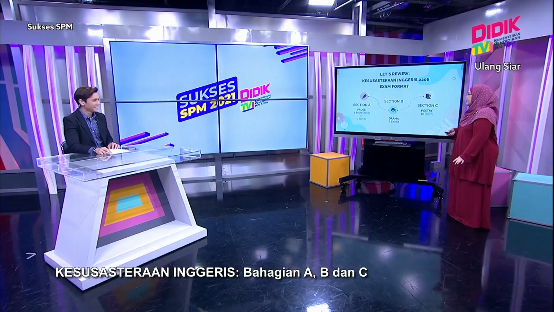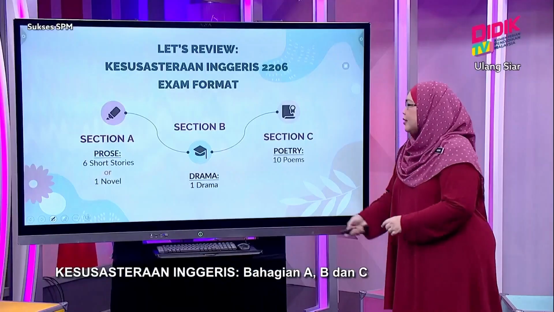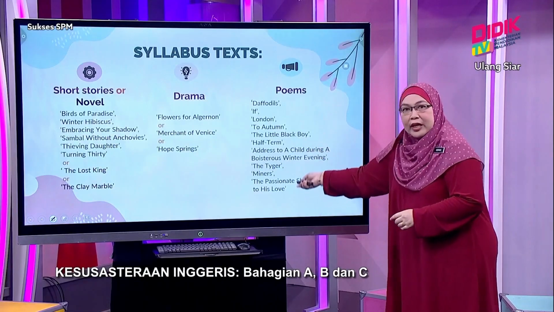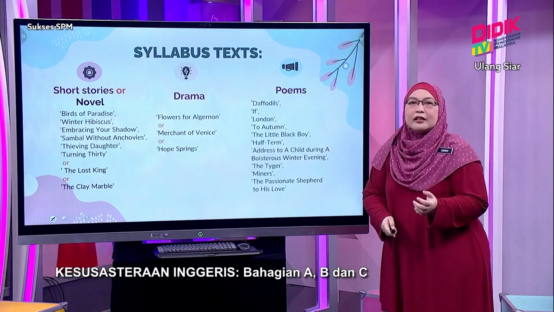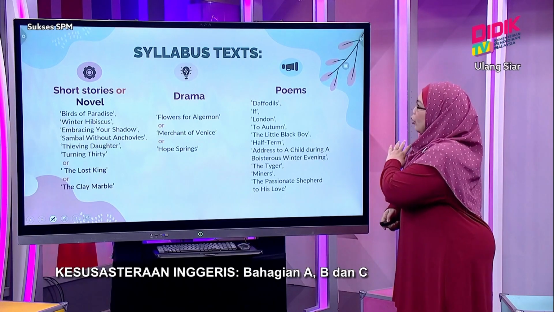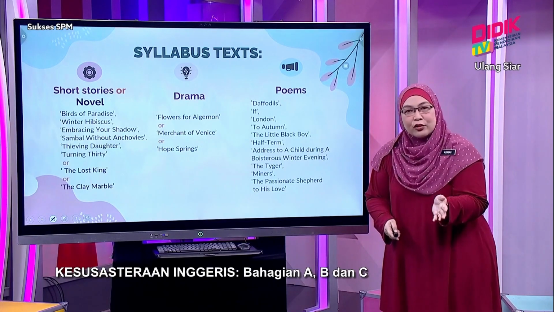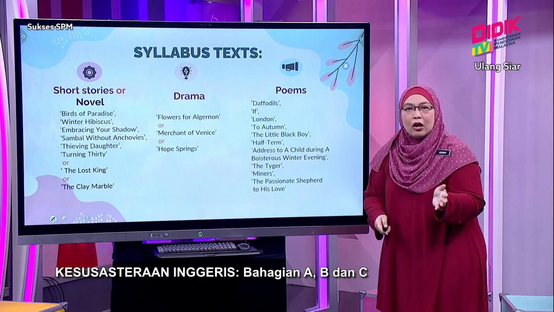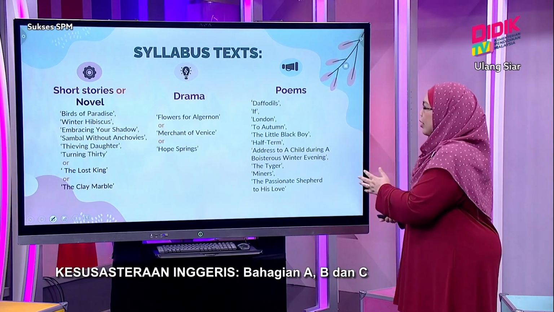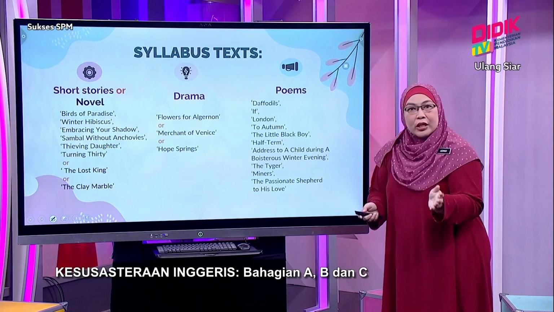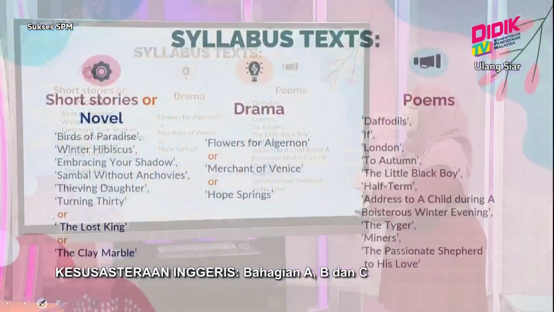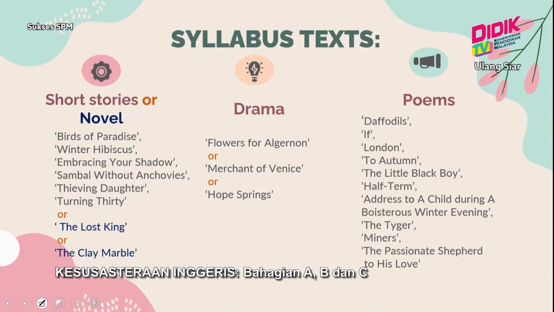Okay. Then after that, in section B, you've got 1 drama to answer, and then in poetry, as you can see, these are the 10 titles. All right, so that's a quick overview of what candidates will be preparing for their battle on 22nd of March. Whether to do the 6 short stories, whether to do The Lost King or The Clay Marble, whether to do Flowers for Algernon, Merchant of Venice, or Hope Springs. All right, I'm sure candidates are going to smile when they see, because these are all the titles that they have prepared for.